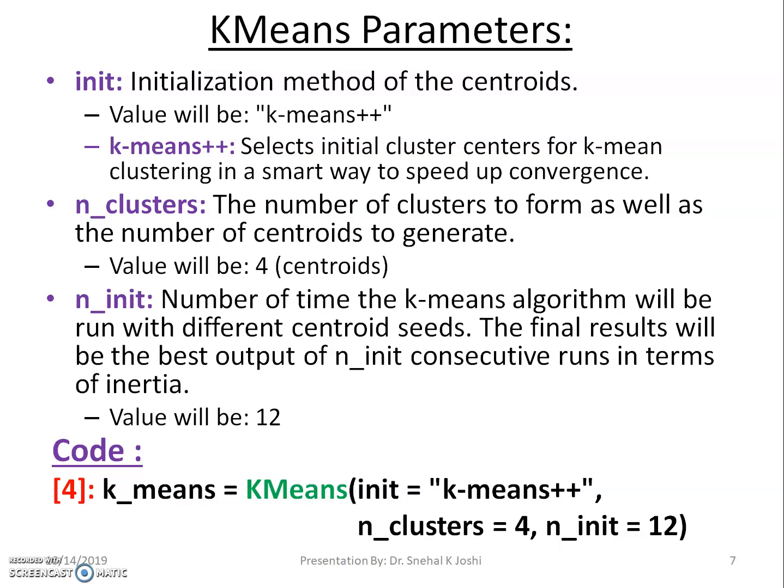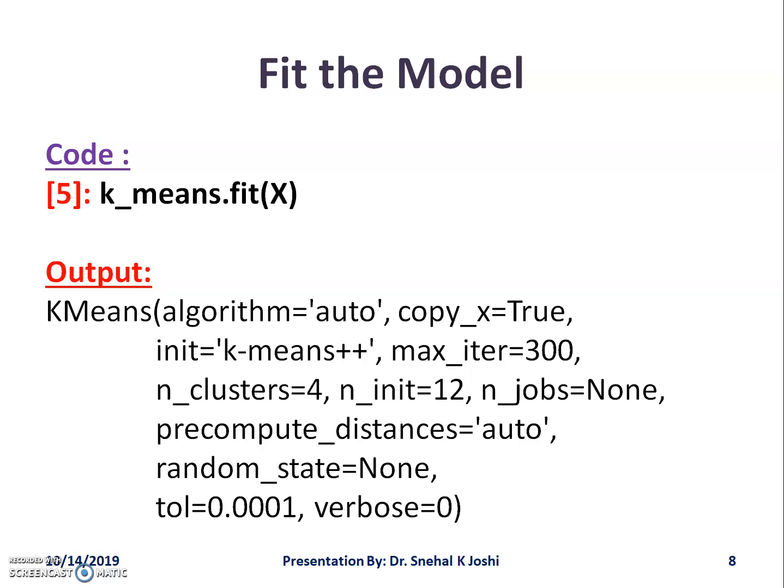n_clusters is the number of clusters to form as well as the number of centroids to generate. We will generate 4 clusters for this particular problem. Hence, the value of n_clusters is 4. In the process to obtain convergence, the centroid will move with each iteration. We give the n_init value as 12, that will run consecutively. So now we initialize K-means with these three parameters and obtain the output of the k_means parameter object. Now, the model is formed. We will fit the model by passing the feature matrix X.